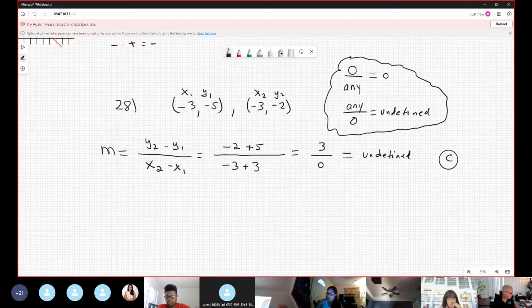Clear? Now we can choose any of the given points. Yeah. So the answer doesn't change if you suppose that this is x2, y2, and this is x1, y1. Do you want me to do for you again? Or no? Or you trust me?